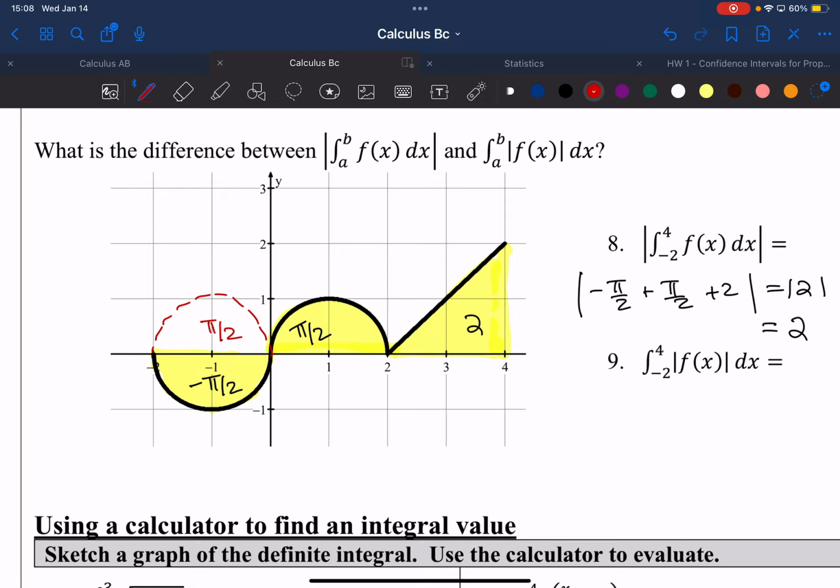Now when we add them together, we have pi halves plus 2, which gives us, good, pi plus 2 or 2 plus pi. Are these answers the same? No. So if we had to compare taking the absolute value of the entire integral or just the function, which one is greater?